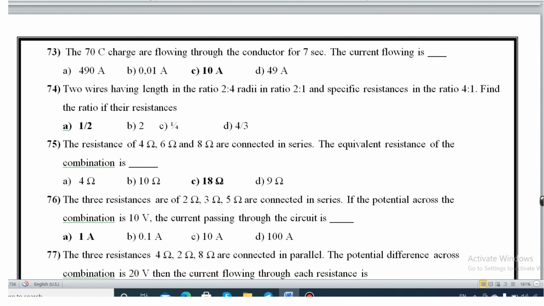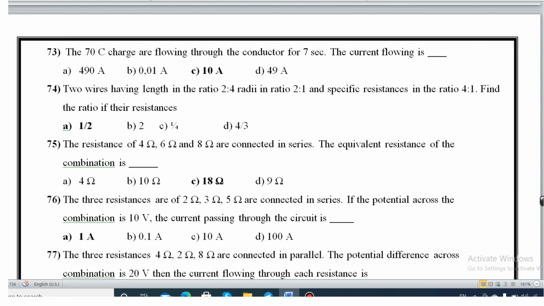Two wires have lengths in the ratio 2:4, radius in the ratio 2:1, and specific resistance ratio 4:1. Find the ratio of their resistance. It is 1:2.